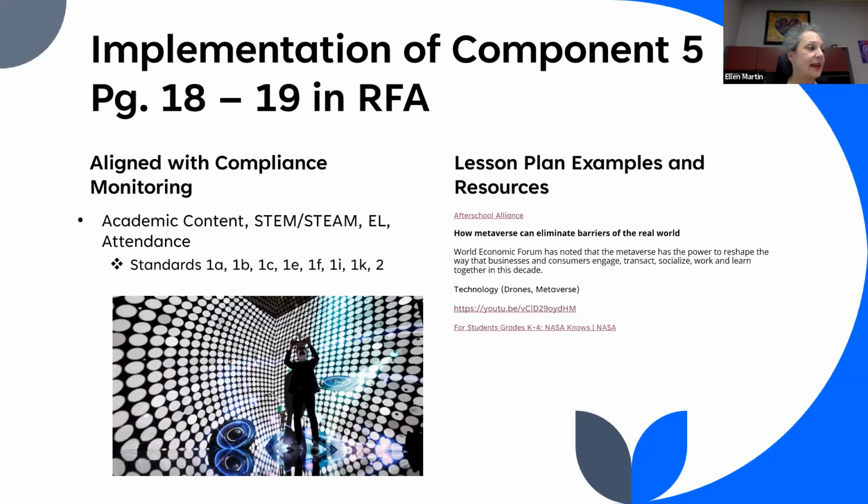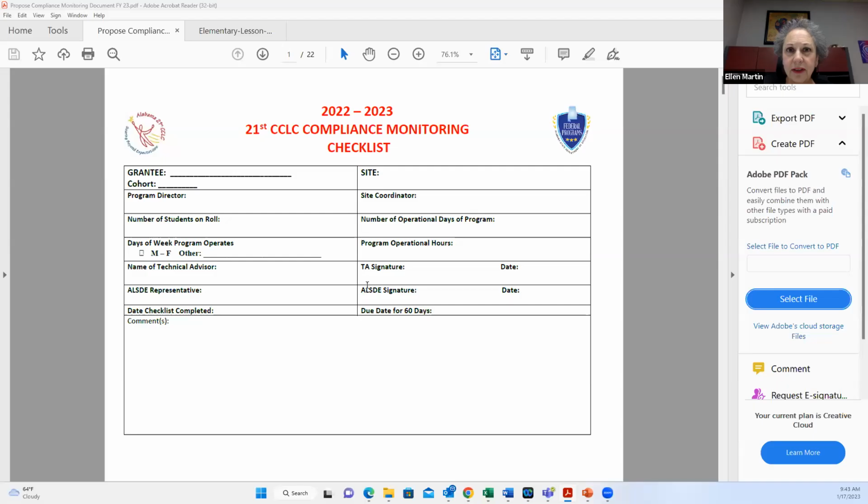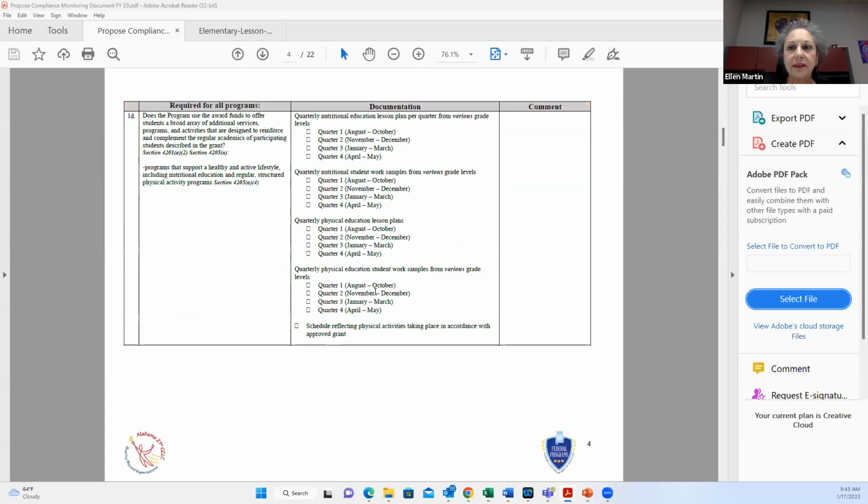So in looking at the various components of number 5, let's look at these standards. If you look in your compliance monitoring checklist, it spells it out for you. In standard 1A, you've got the enrichment, remediation, and tutoring. If you don't have your compliance monitoring checklist, pull it out. So let's look at it together.